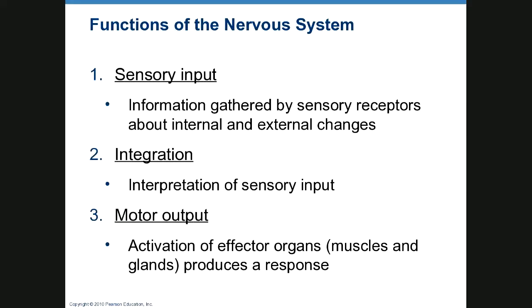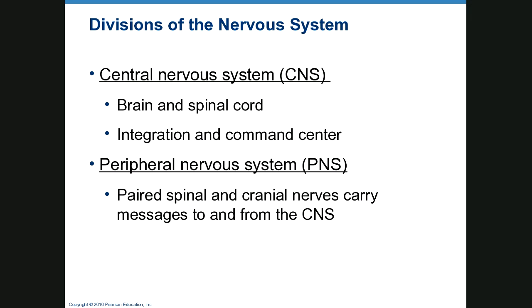Today we're going to talk about functions of the nervous system and general nervous system subjects. But the first thing, the functions of the nervous system can be basically summed up in sensory input, that's gathered sensations, integration, which means interpreting and deciding what to do with that input, and then motor output, that's the reaction of an effector organ such as a muscle gland.